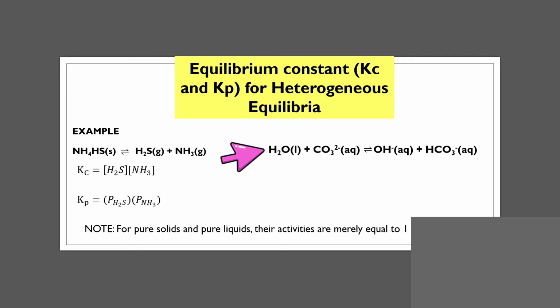Water reacts with carbonate ion in the aqueous state to give hydroxide ion and also hydrogen carbonate ion. So for this, how do we write the Kc expression? The Kc expression again is the ratio of product to reactant. So the products are hydroxide ion and HCO3 minus ion, divided by carbonate ion, CO3 2 minus. For water, because it's a pure liquid, the activity is 1.